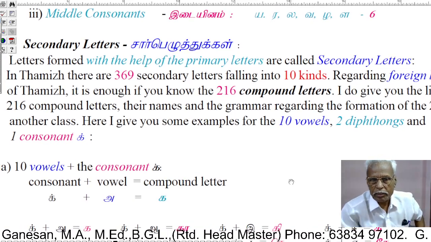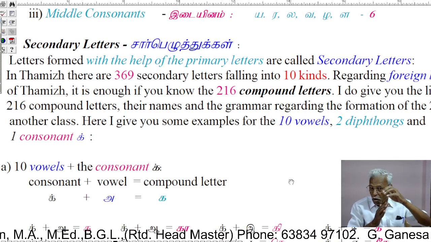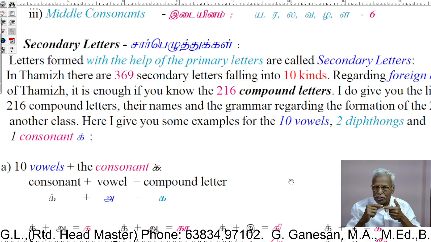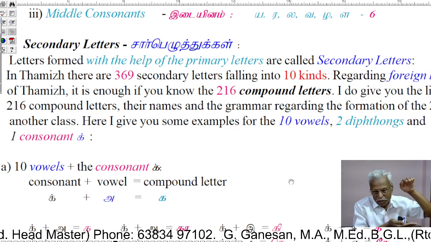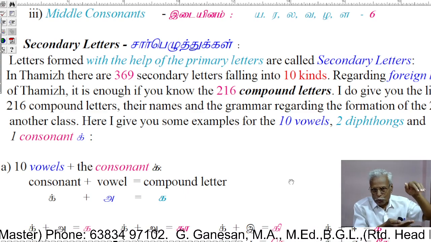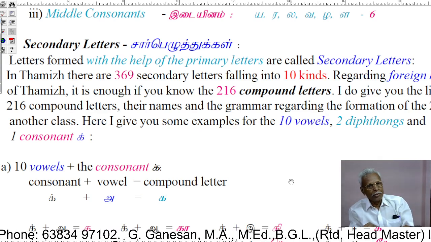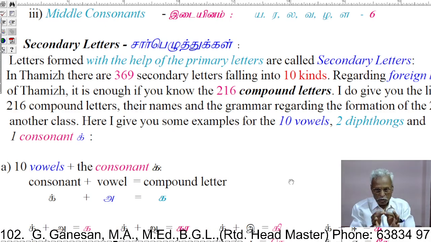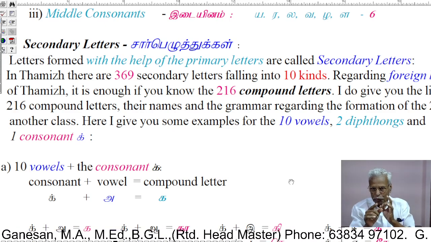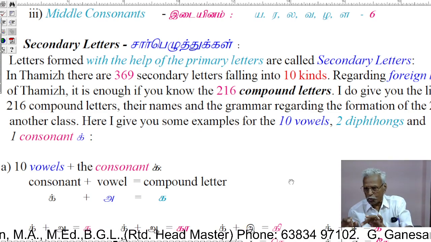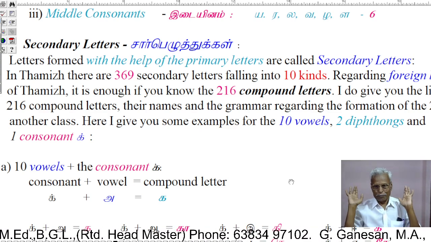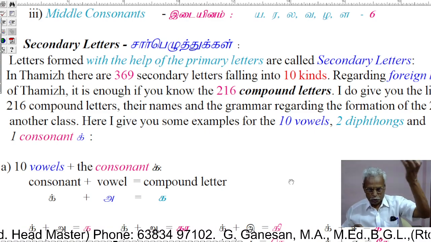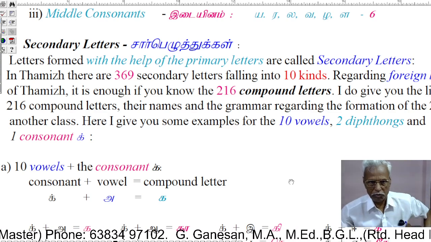Here, for the 216 compound letters, that is secondary letters, the 10 vowels and 2 diphthongs are combined with the 18 consonants, giving 216 compound letters. Here I give you some examples for the 10 vowels, 2 diphthongs, and 1 consonant. I am going to show you how these 12 compound letters are formed.